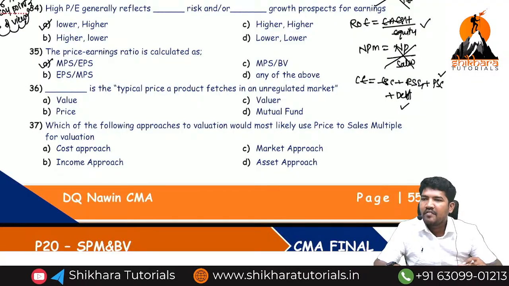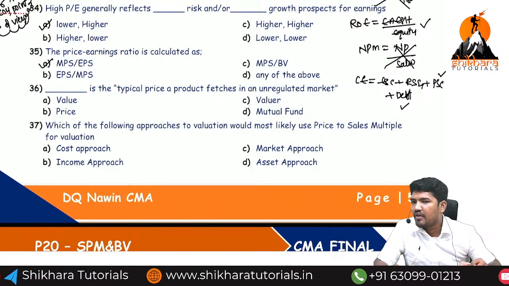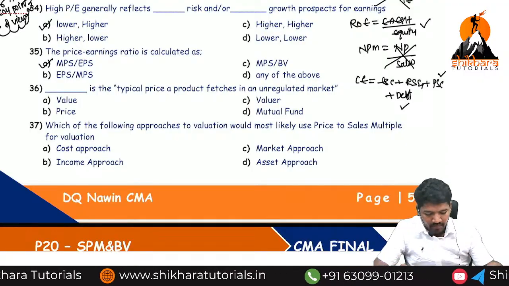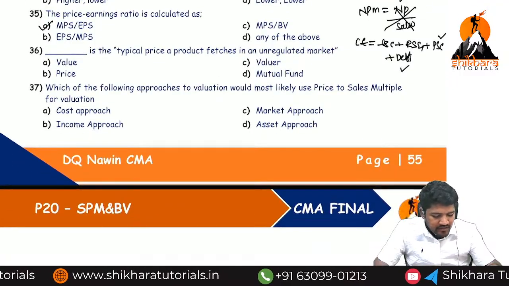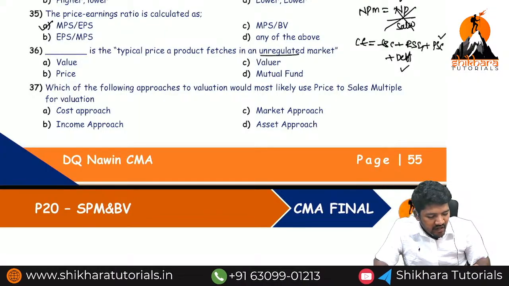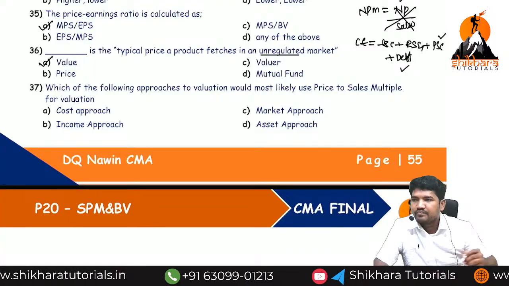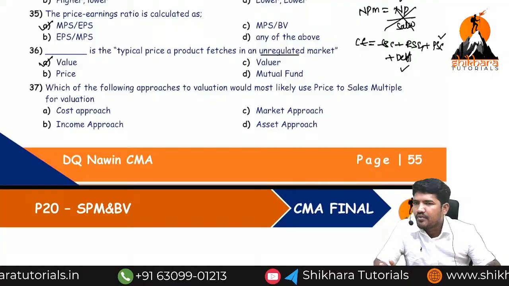Why? Because sometimes they will give market value of equity divided by total earnings, total point of view also they will give. It also gives the same answer of PE. Are you clear? But here it is not given. MCQ number 36. Dash is the typical price a product fetches in an unregulated market. Highlight the words unregulated market. The price is typically known as value. They both are not the same but typically known as price or value.